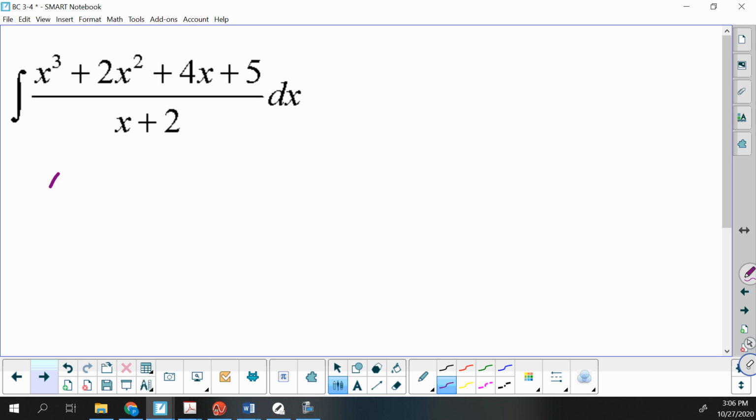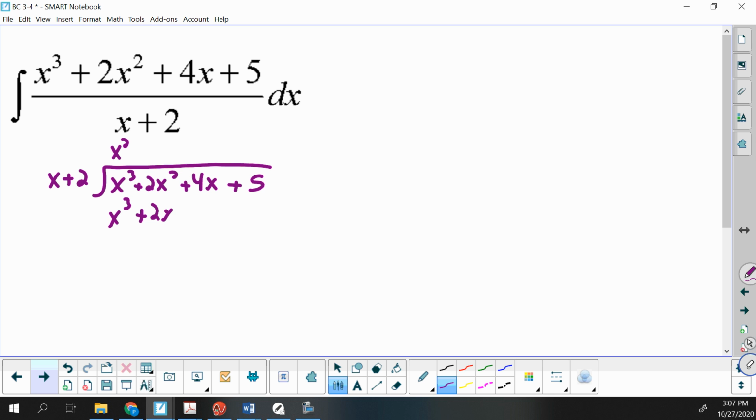So in long division, you put the x plus 2 on the outside. On the inside, we'd put each of our terms. And if you're missing anything, it's good to hold that spot with a 0 of that, but we're not missing anything here. We would want to know what times x gives us x cubed, so that would be x squared. Multiply it through the x plus 2, and you'd get x cubed plus 2x squared. And then we subtract everything. So x cubed minus x cubed is 0. 2x squared minus 2x squared is 0. So those are all gone. So you just bring down the 4x plus 5.